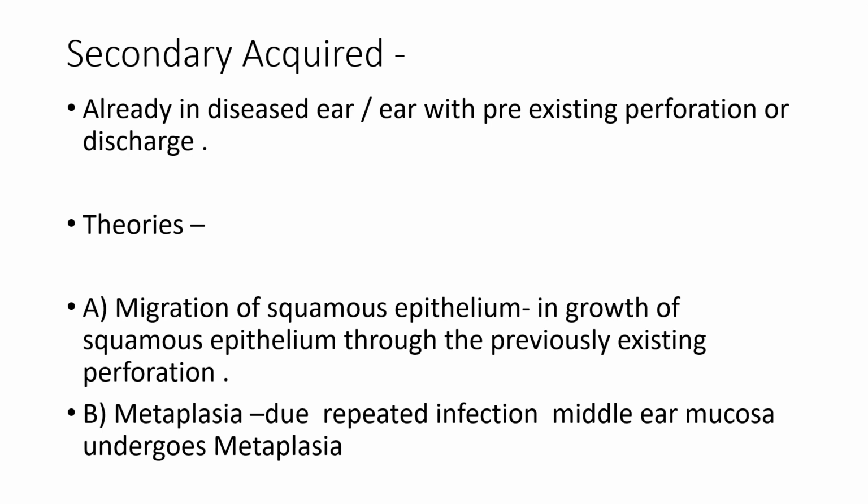Second is metaplasia. Here we can describe metaplasia as the middle ear mucosa getting converted into squamous epithelium. Why? Because of the repeated infection and repeated ear discharge. So due to repeated infection and repeated exposure to discharge, the mucosa gets converted into epithelium, and that will lead to the formation of cholesteatoma. So these are the 2 important points regarding secondary acquired cholesteatoma.